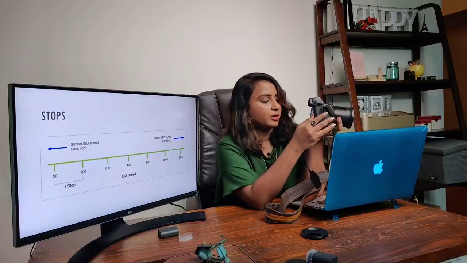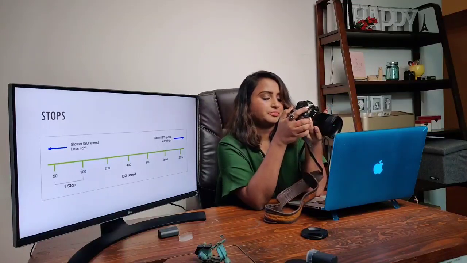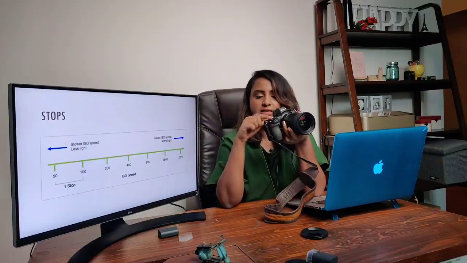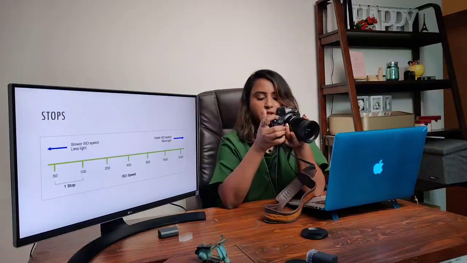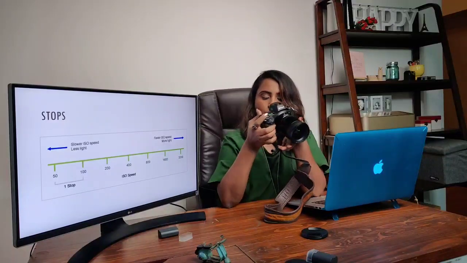So ISO is the third parameter that you can set in your camera. Most often there is an ISO button in your camera that you can press and hold, and then you can use one of the dials to change your ISO.